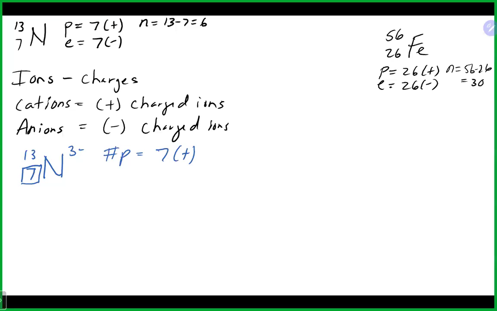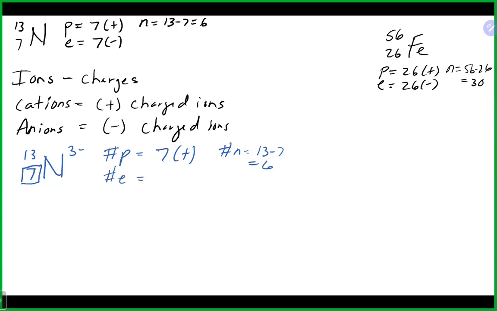How about neutrons? Neutrons have no charge, so they can't affect the charge. So the only thing that actually affects the charge is the electrons. It's the electrons that change the charge or give something a charge. And again, here are neutrons. If we were doing our neutrons, 13 minus 7 gives us 6, just like we had above. Now, in this case, it is the electrons that give things a charge.